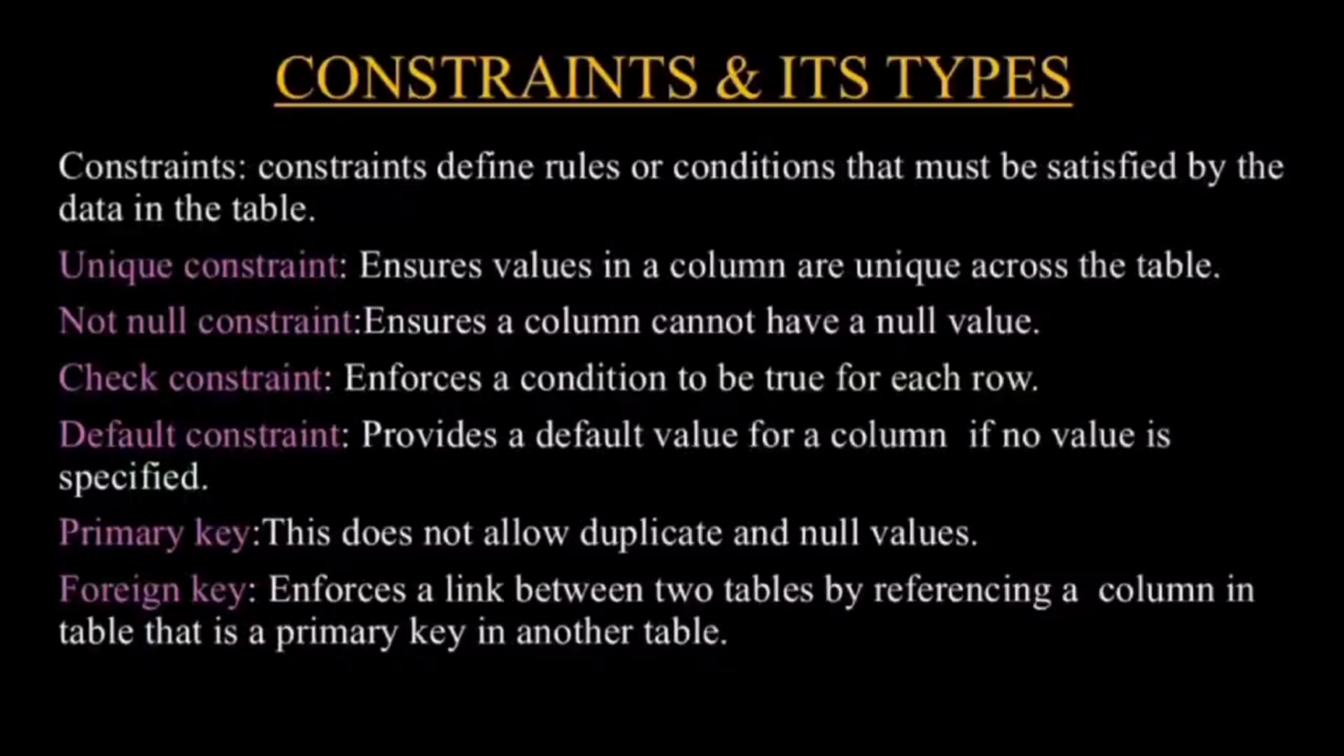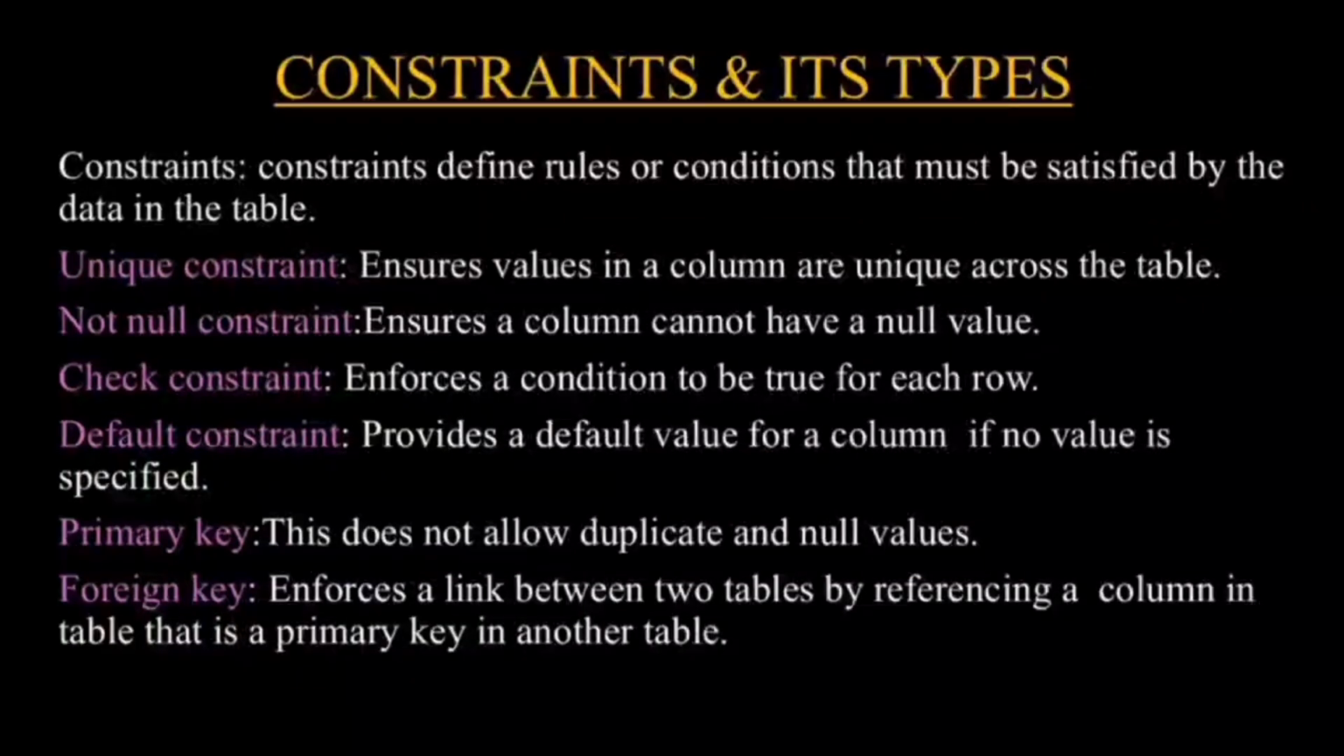Let's discuss constraints and their types. Constraints define rules or conditions that must be satisfied by the data in the table. Let's understand the different types of constraints. Unique constraint: it ensures values in a column are unique across the table. Let's understand with an example. If you have a column for email address in a table, using a unique constraint makes sure no two rows have the same email address.